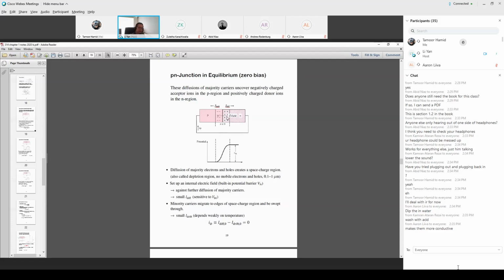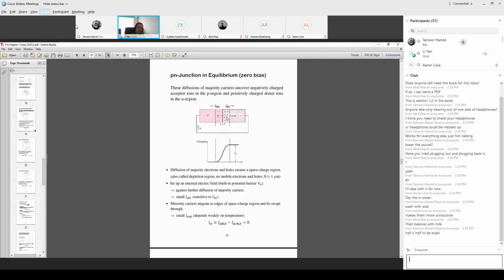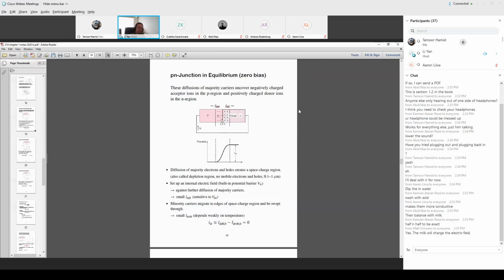The next consequence is that once you have a space charge region, with positive charge on this side and negative charge on this side, then by physical law an electric field is created, pointing from positive charge to negative charge. That's the internal E field here. Corresponding to this E field, we can also associate a potential barrier, as illustrated.